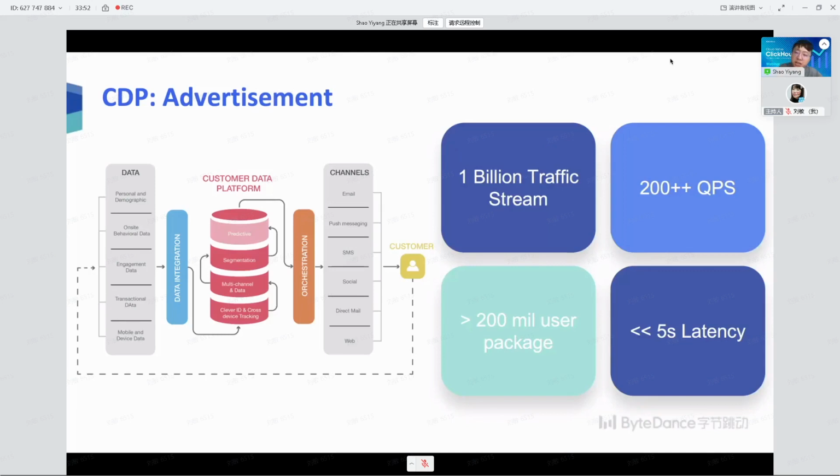If we go into a bit more detail about the CDP use case, CDP usually involves user clustering and user portraits. With ClickHouse, we have been able to support over 1 billion traffic streams, and with our special optimization of the bitmap data type, the whole platform can reach a QPS over 200. We can easily process 200 million user packages, so we can support up to 200 million users, and all the queries can be returned within 5 seconds.